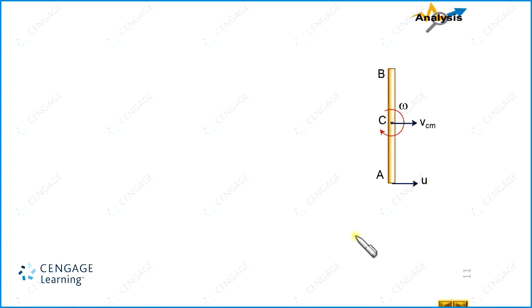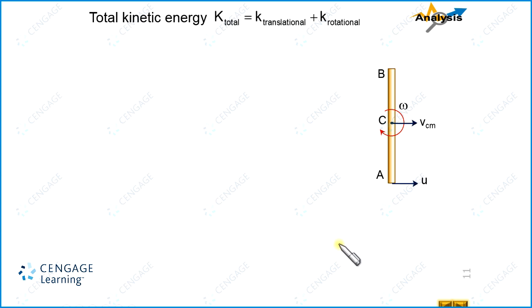So this is the diagram, and we know total kinetic energy is the summation of the translational kinetic energy plus rotational kinetic energy. Translational kinetic energy is associated with the center of mass, that's why it is written as half m vcm square, and rotational kinetic energy is associated with the rotation of the body about the center of mass, so it is written as half ICM omega square.